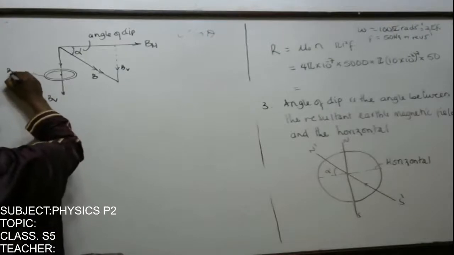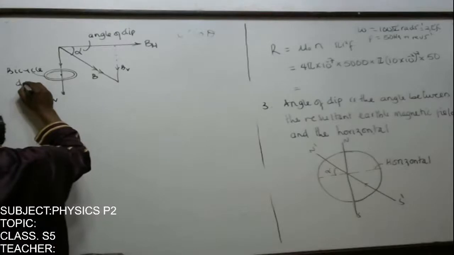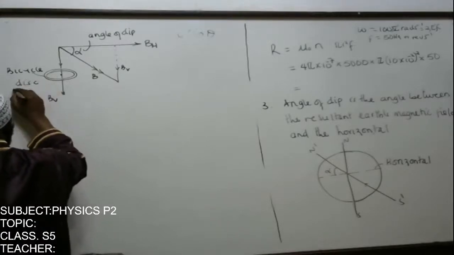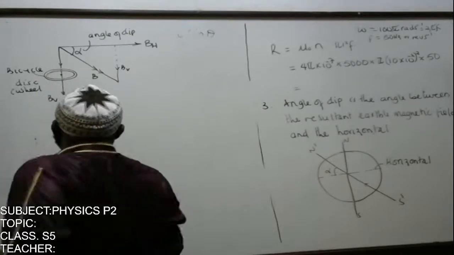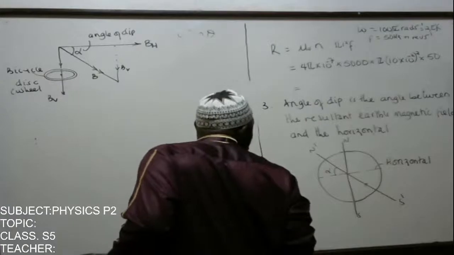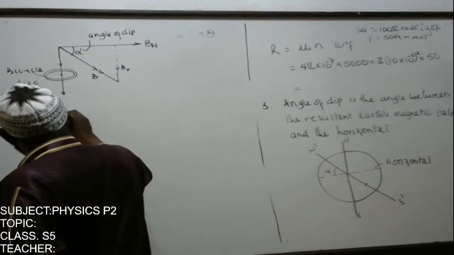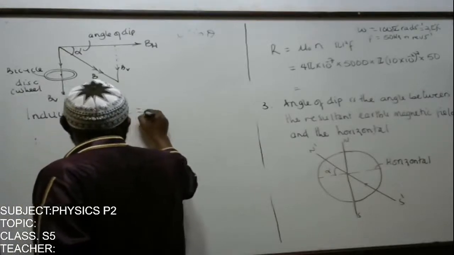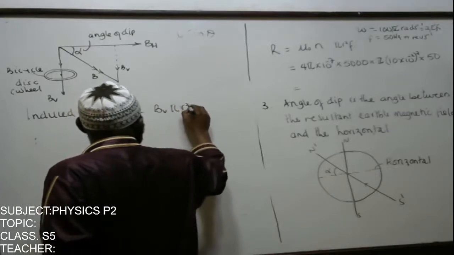This is a bicycle disc or bicycle wheel. So therefore, induced EMF is equal to B vertical pi r squared F.